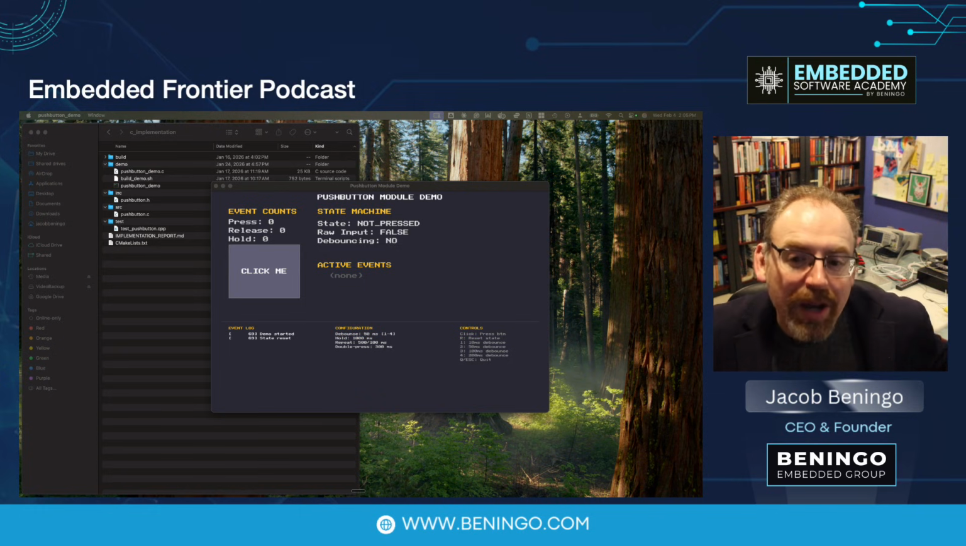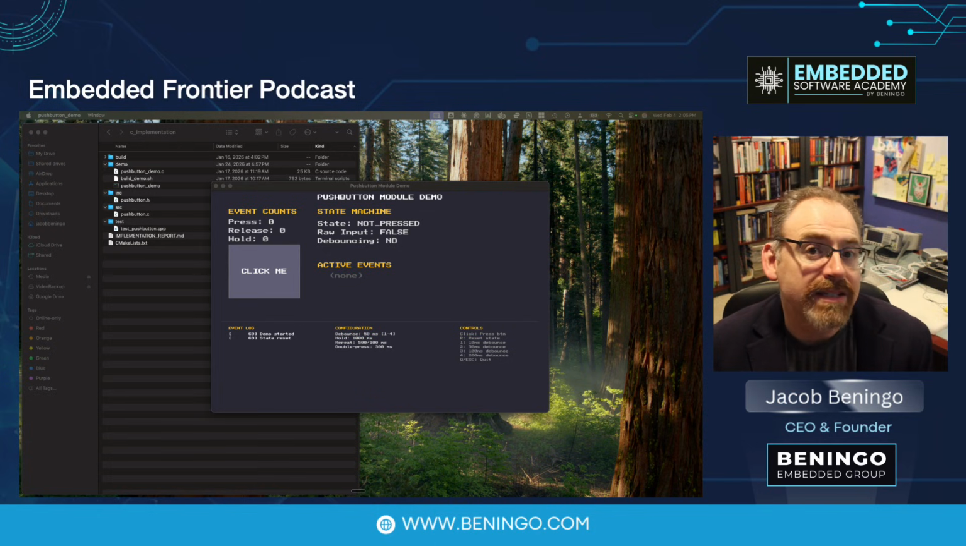As I mentioned, there are different types of active events that can be detected. For example, there's a state machine running that's detecting whether the state is not pressed or pressed. By default, it's not pressed. And then it's telling you what the raw input is. Right now it says, is the push button pressed? No, it's false. It would turn to true if it was pressed.